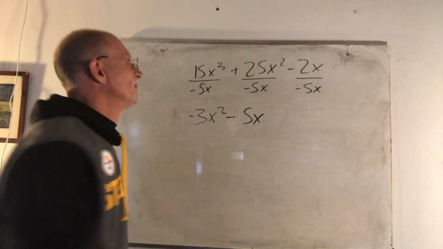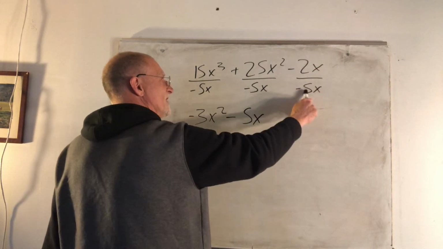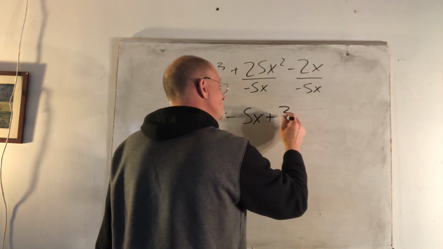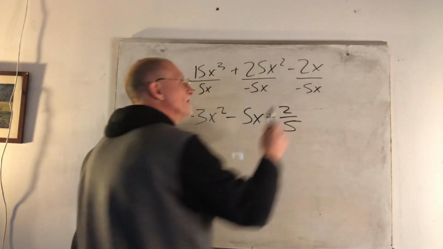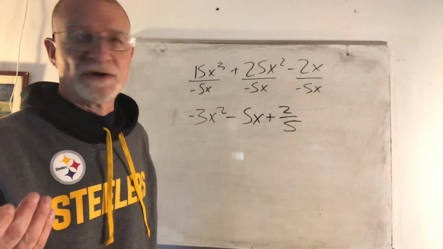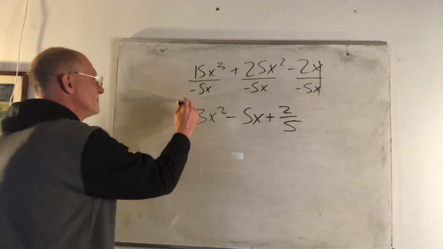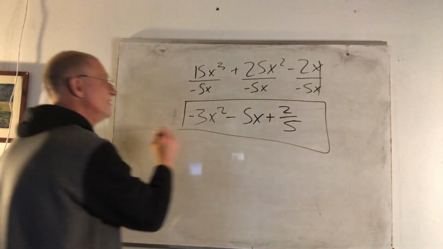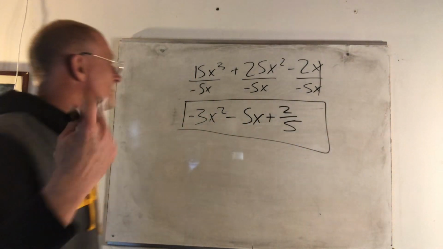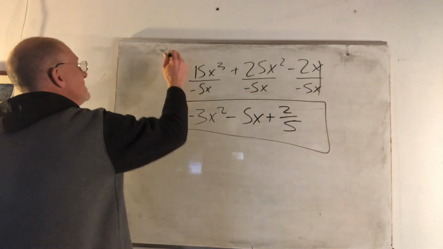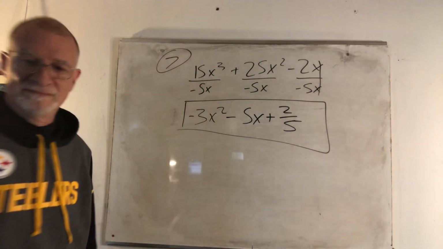Then the last part, we have a minus 2x divided by minus 5x, so it's plus 2 over 5, 2/5, that's all you have to do. X divided by x cancels out. So your final answer is negative 3x squared minus 5x plus 2/5. And that was question number 7.